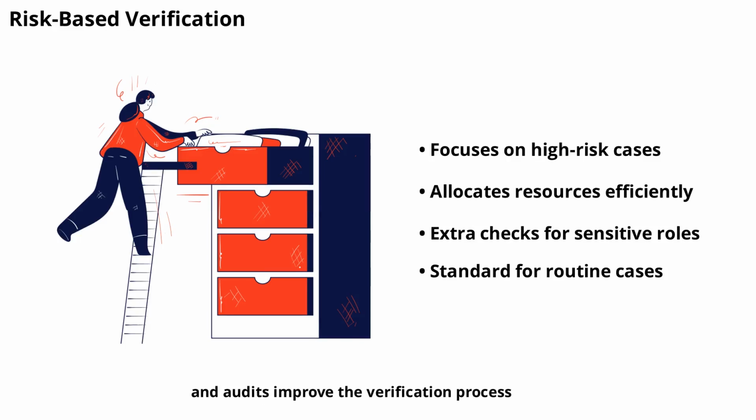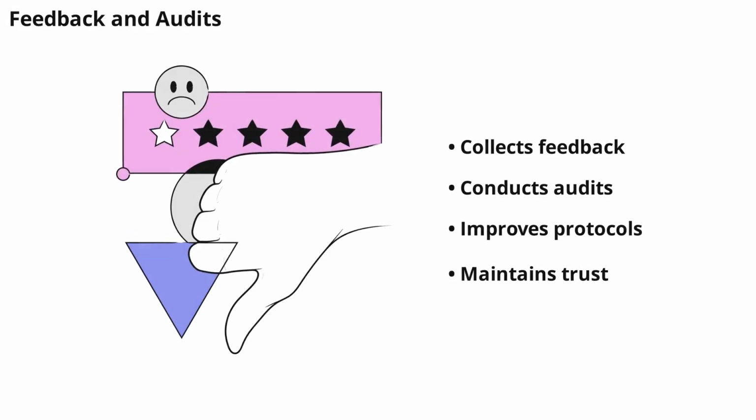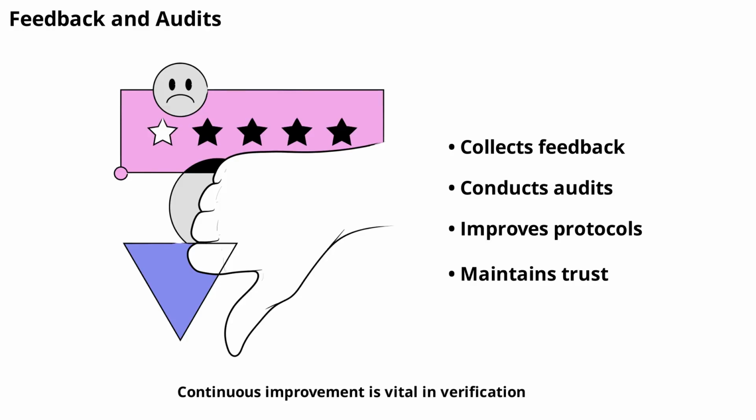Now, let's look at how feedback and audits improve the verification process. Continuous improvement is vital in verification. Government offices regularly collect feedback from staff and applicants to identify bottlenecks or areas for improvement. Internal and external audits help ensure that verification protocols are followed correctly and that any weaknesses are addressed promptly. This commitment to quality helps maintain public trust and keeps the system running smoothly.